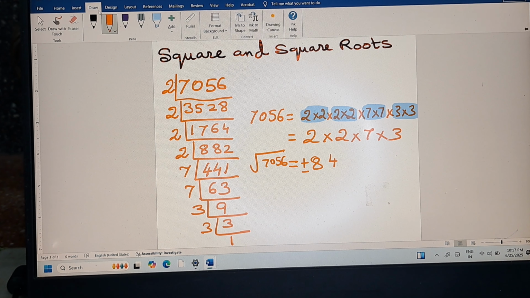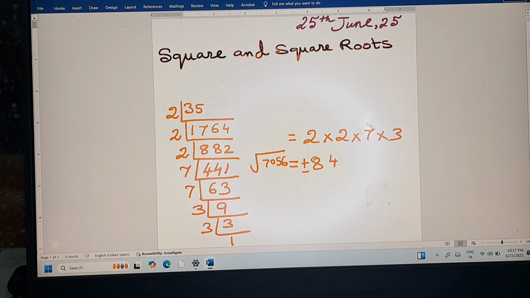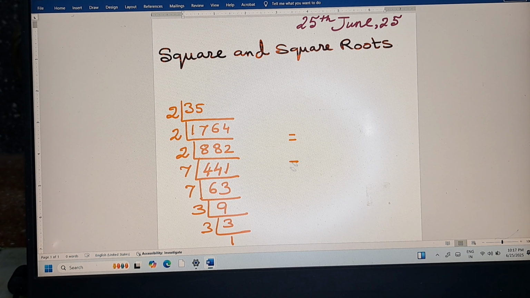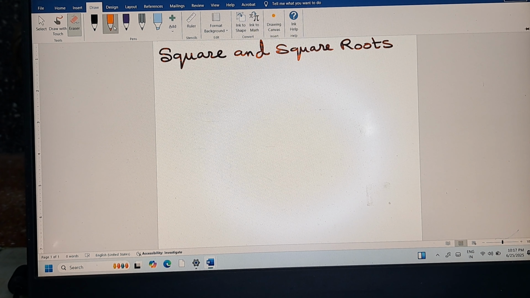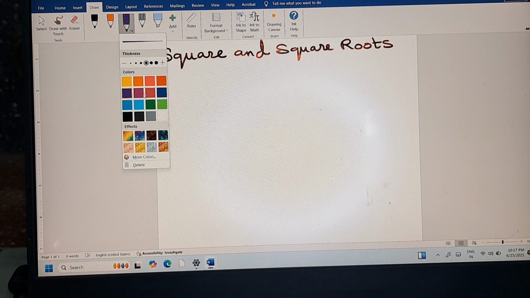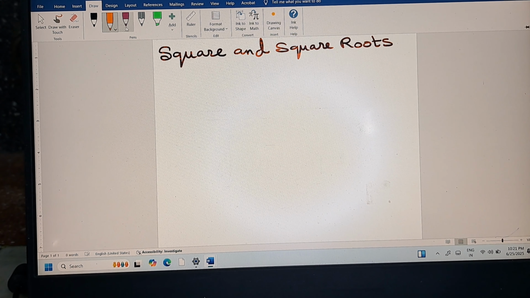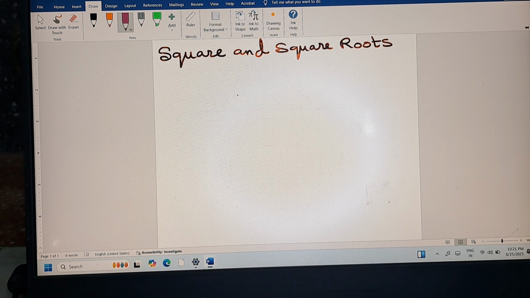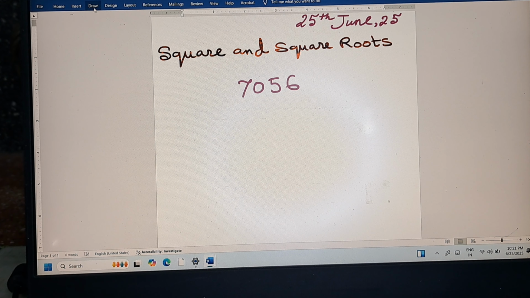Now the same sum I am going to solve with the help of the division method. So let us find out whether we will get the same answer, that is 84, or not. So let us check. Now we will use the same number 7056 with the second method, that is the division method.